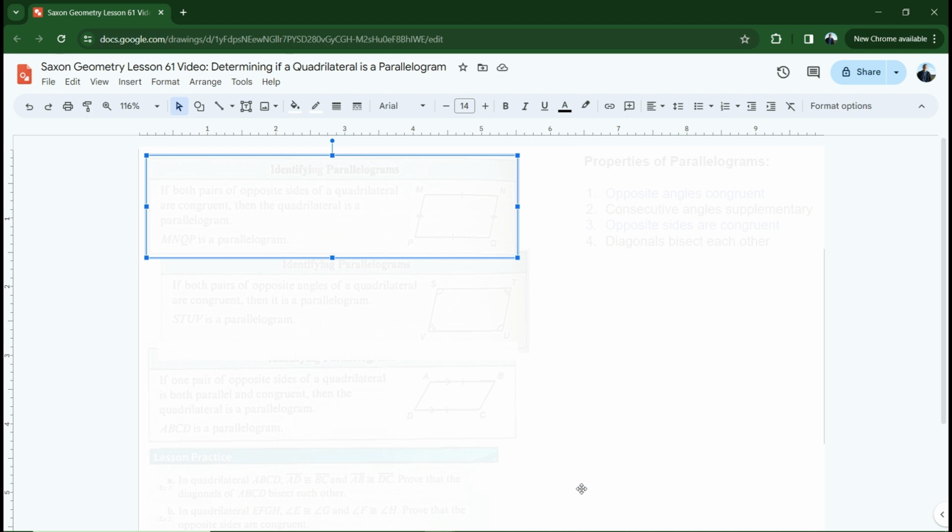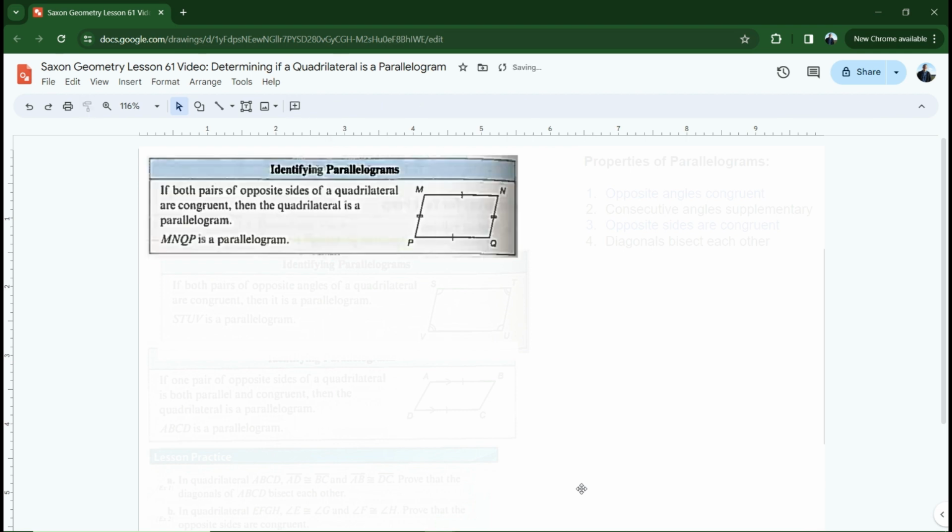Now, here's an interesting thing. In this lesson, we don't have theorems. We just have statements of properties and identification. Okay. So just take a look at one of these. If both pairs of opposite sides of a quadrilateral are congruent, then the quadrilateral is a parallelogram. In other words, if I can show that both pairs of opposite sides, in this case, MP is congruent to NQ, MN is congruent to PQ, I can state by the properties of parallelograms that I have a parallelogram.